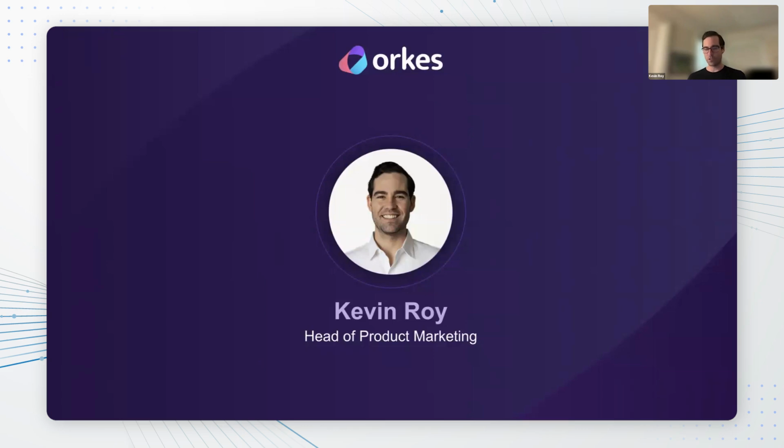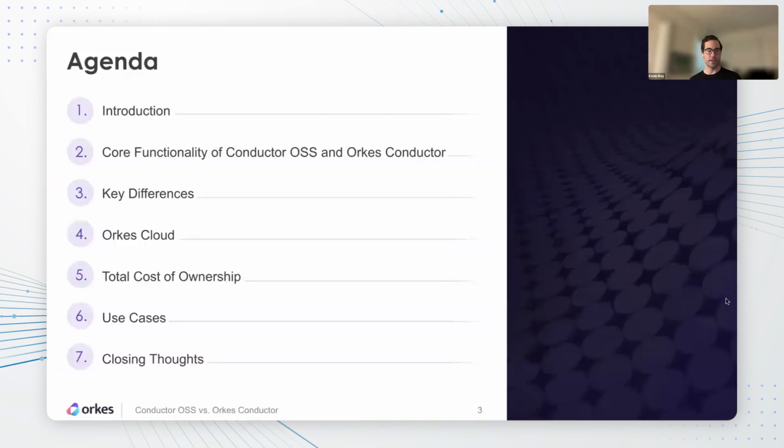We get this question a lot, right? So what is the difference really between Conductor OSS and Orkes Conductor? And really the basis of this presentation is hopefully to give you guys a couple of key points and insights to help make that decision for yourself, whether you're evaluating Conductor OSS or you're maybe thinking about switching over to Orkes Conductor. So I'll go through a bit of the agenda here, currently in the introduction right now, so no need to focus on that too much.